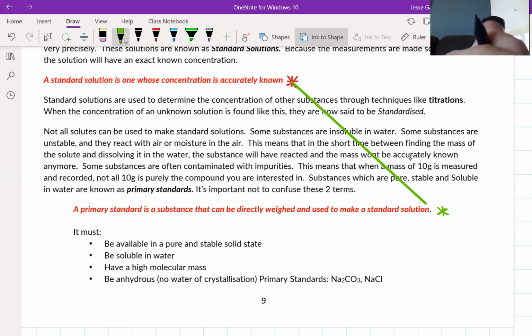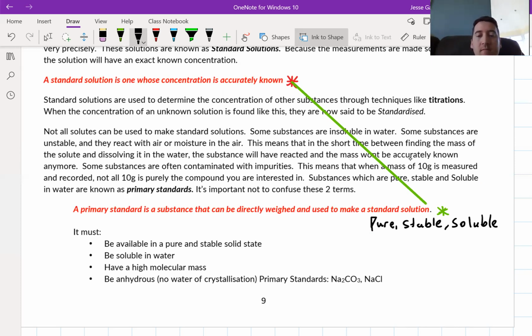Okay. Underneath that in your definitions, I want you to write this down. Pure, stable, soluble. That's a phrase that can really help you in exams here. They must be pure, stable, and soluble. If one of these things gets broken, then it's not going to be good for a standard solution.